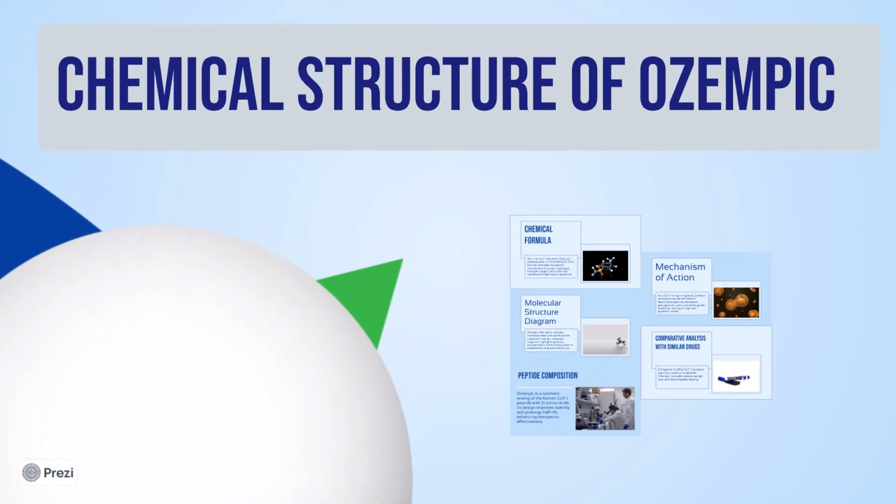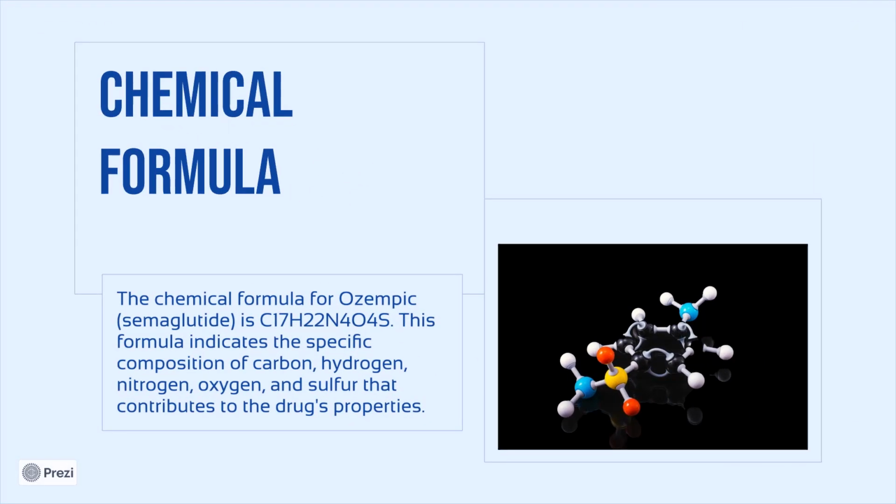So, in order to understand how Ozempic works, or the mechanism of action of Ozempic, it is important to first examine the chemical structure of Ozempic. The molecular composition of semaglutide consists of 17 carbons, 22 hydrogens, 4 nitrogens, 4 oxygens, and a single sulfur atom.